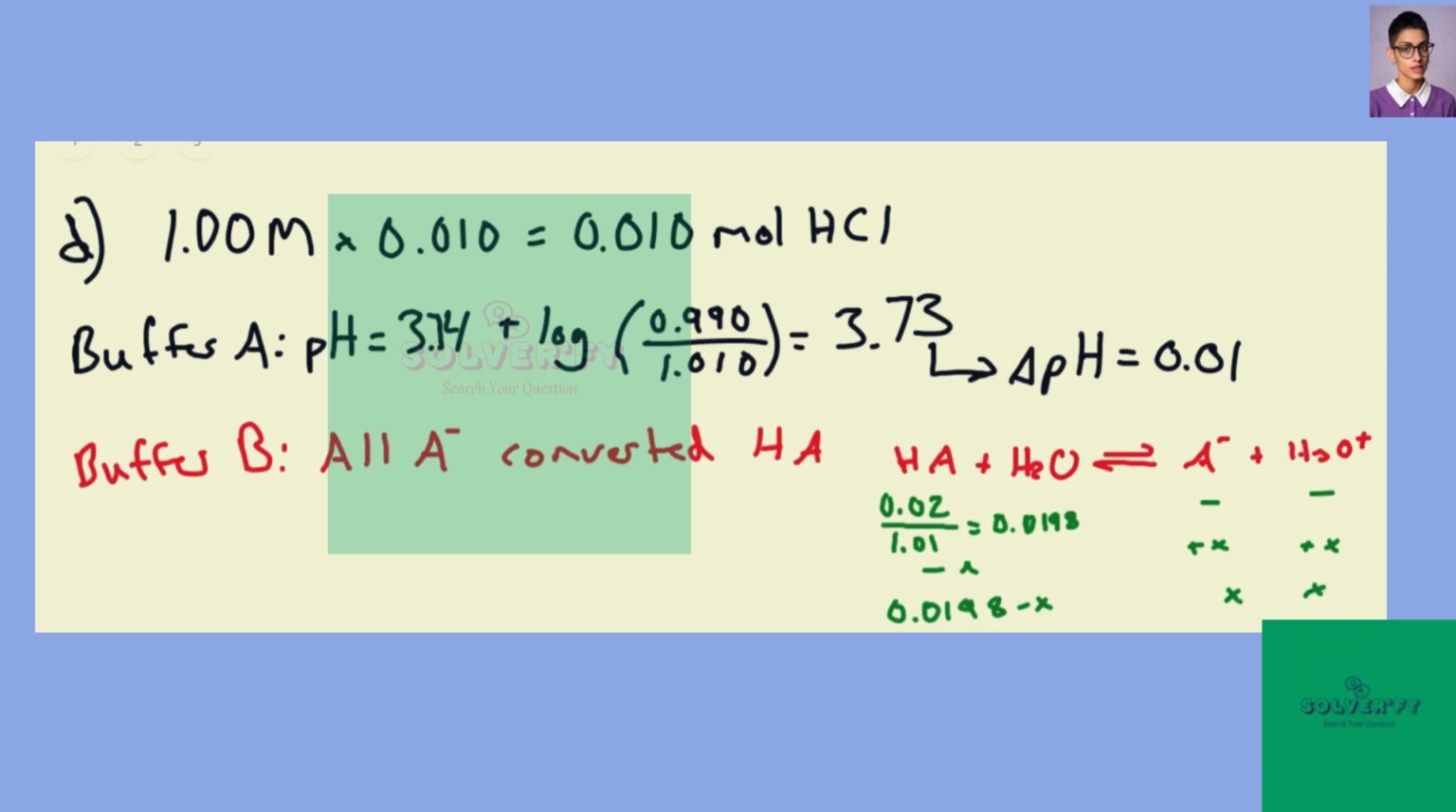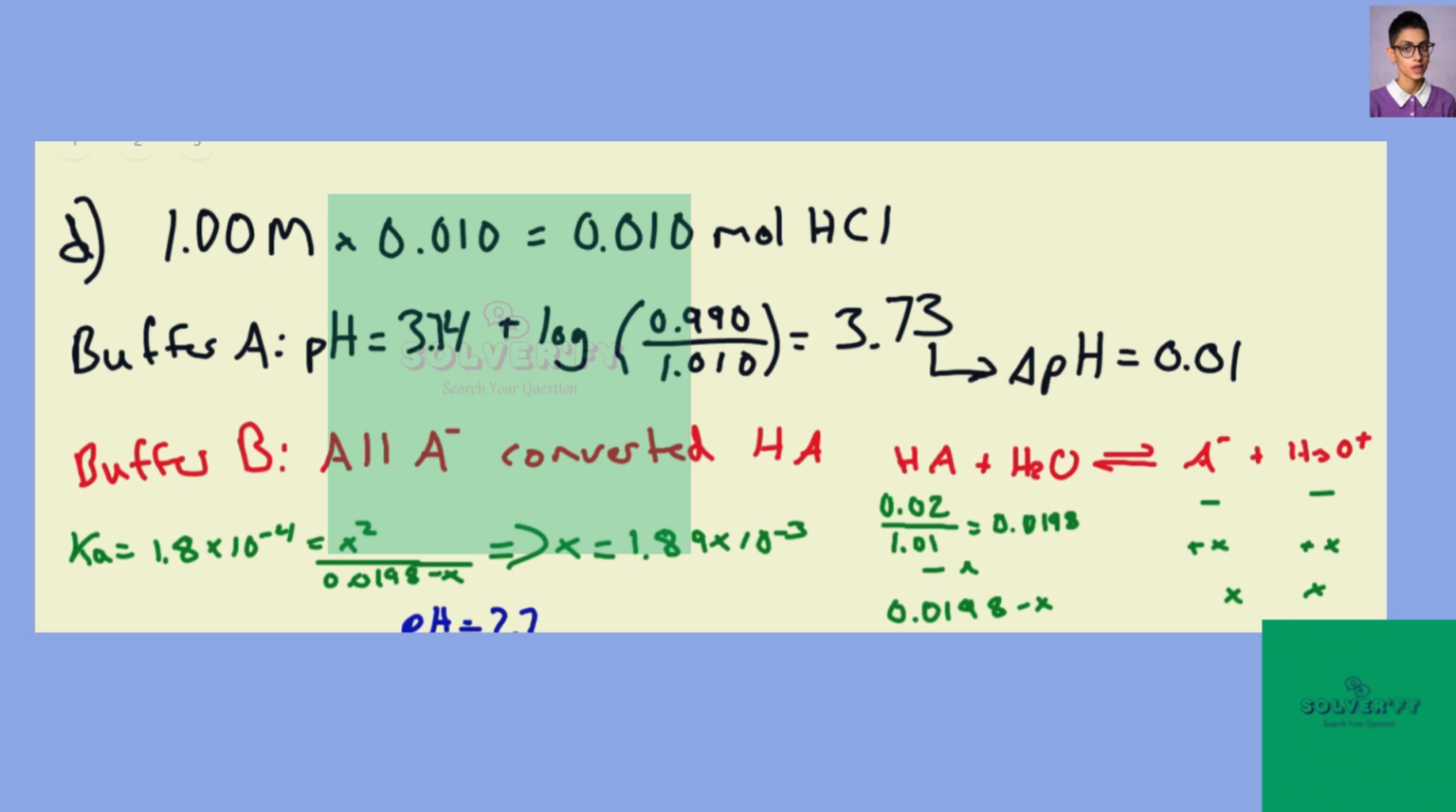So the Ka, as we mentioned before, is 1.8 times 10 to the minus 4, which is equal to x squared over 0.0198 minus x. This gives a value of x equal to 1.89 times 10 to the minus 3. So we have pH equals 2.72, delta pH, change in pH equals 1.02.